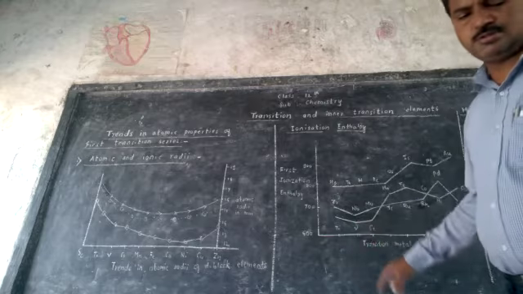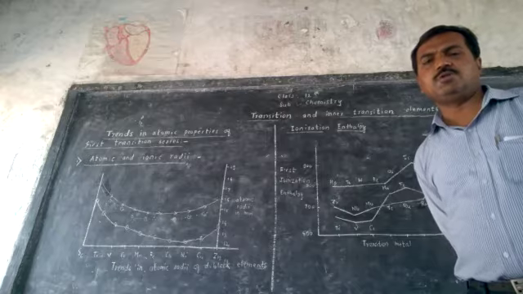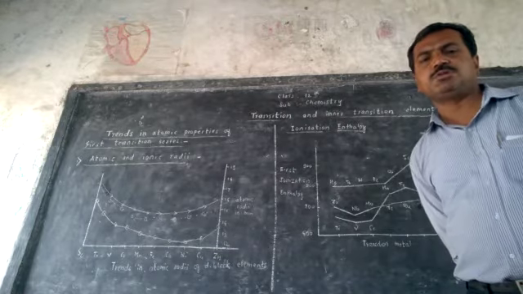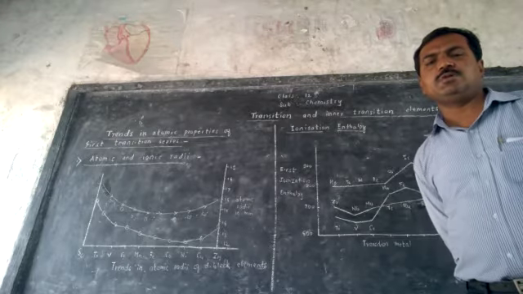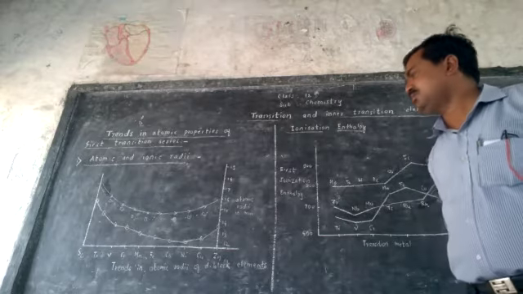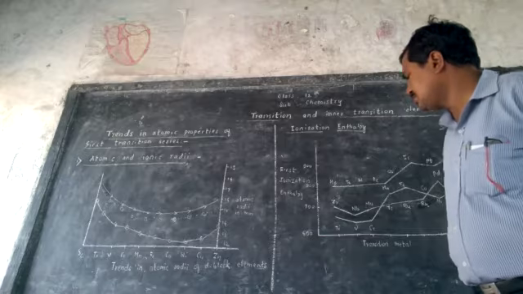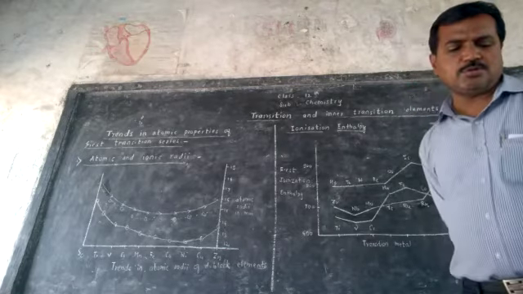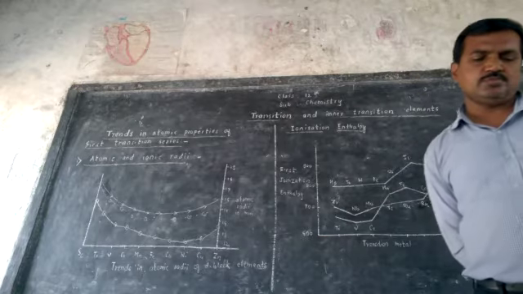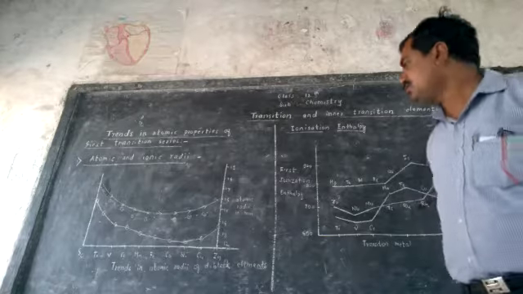Understand? What is ionization enthalpy? Enthalpy means energy. The amount of energy required to remove an electron from the outermost shell of an element is called ionization enthalpy, and these ionization enthalpies slightly increase from scandium to zinc. Understand?